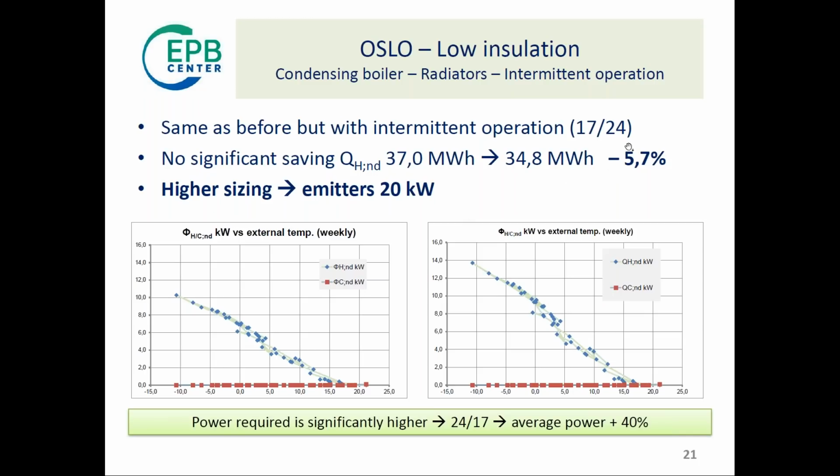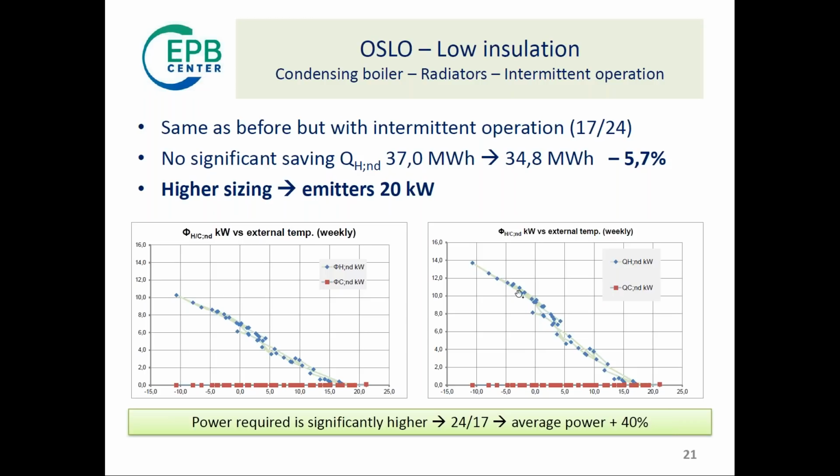Here you can see, for example, with the same conditions, we are operating the system only 17 hours per day. We have 7 hours setback during the night. And first thing, not so much saving, but you need a higher sizing. In this example, I shifted from 16 kilowatts to 20 kilowatts nominal size of emitters. And here you can see, for example, what happens to your system if you only take into account the available hours. You are increasing the sizing of the system.